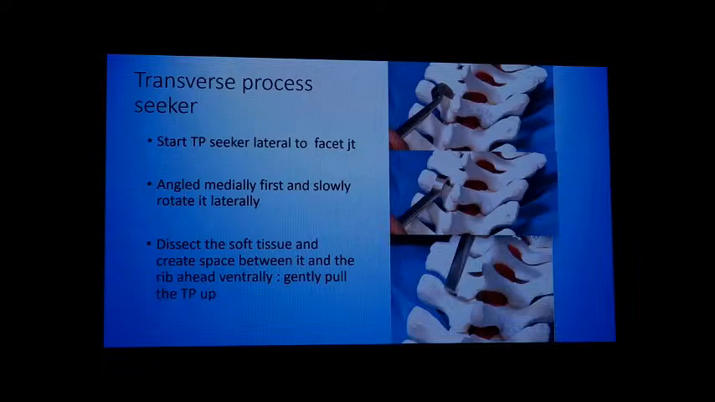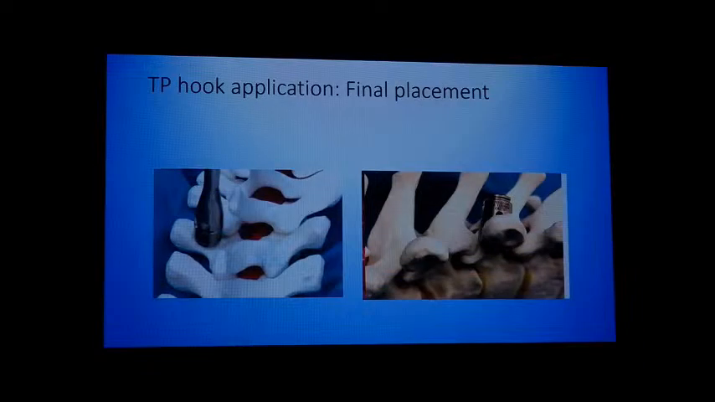So it is applied in this manner. Usually you start lateral to the facet joint, and it is started in with the seeker angled medially, and then you slowly rotate it laterally and go underneath, between the TP and the rib head anteriorly. Then you can gently pull the TP up, bringing the handle more vertical. Once you have created that space, you can just put the TP hook there.